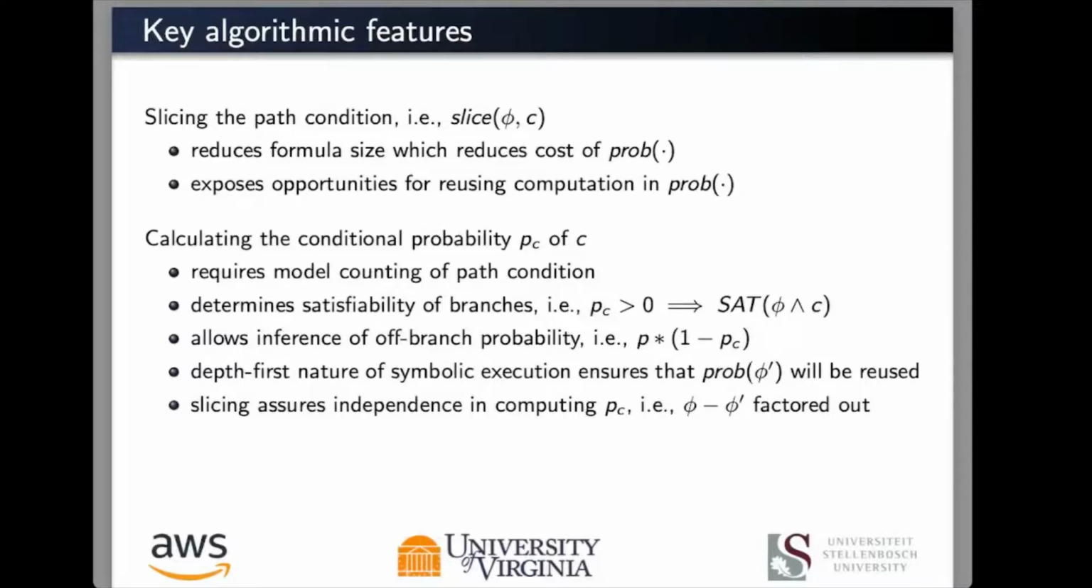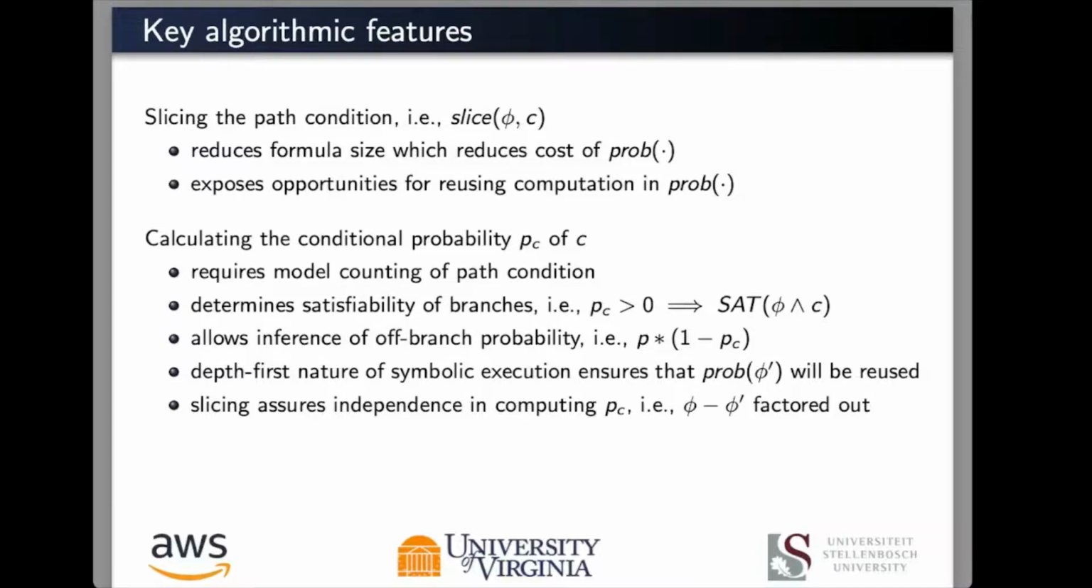Calculation of the conditional probability requires that we perform model counting for the path condition, but we only have to do so once. Whereas what you saw before was that we called the SAT solver twice. Here we call the model counter once. That prob call is the model counting call. And this is because as soon as we know the conditional probability, we know whether the branch or the negation of the branch is satisfiable. Moreover, we can directly compute, infer the value of the off-branch probability.